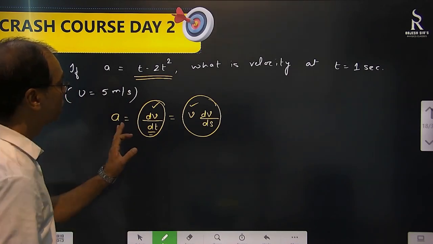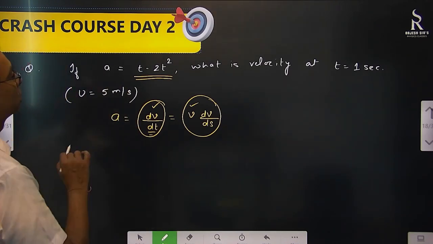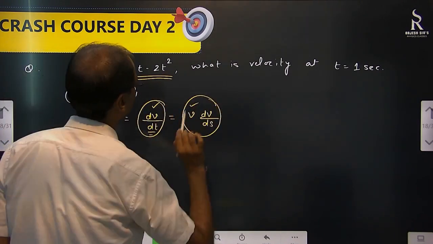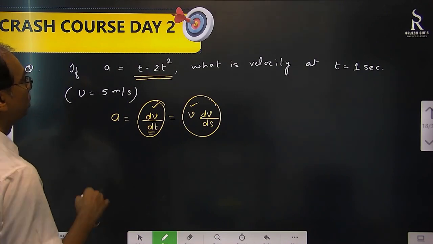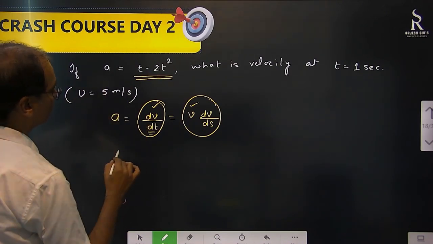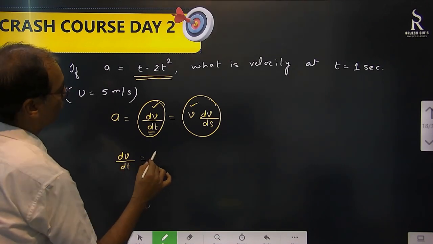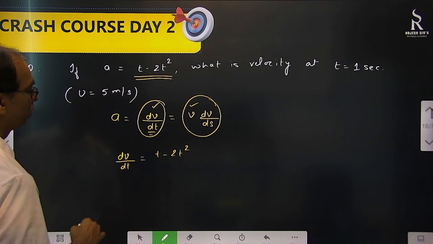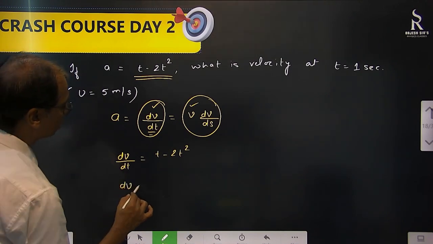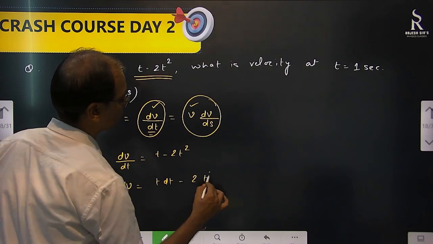But what is it? Instantaneous. What does he want? What is the velocity at t equal to 1 second? Fine, no problem in that. So acceleration we will write as dv by dt equal to t minus 2t square. Okay, so dv equal to t dt minus 2t square dt.